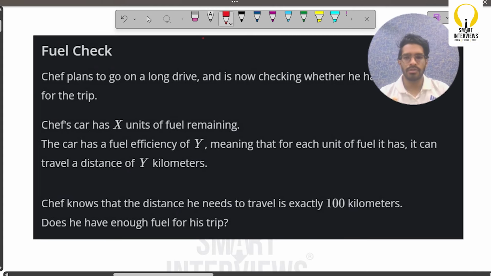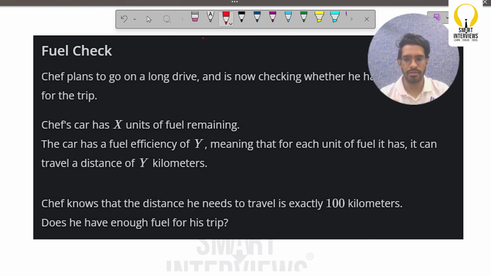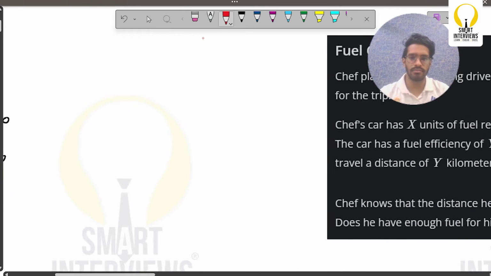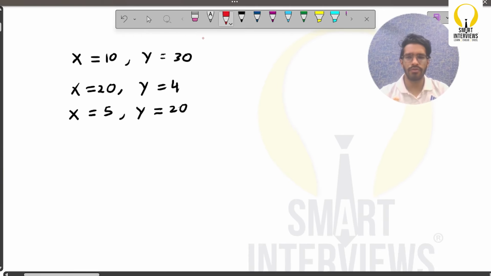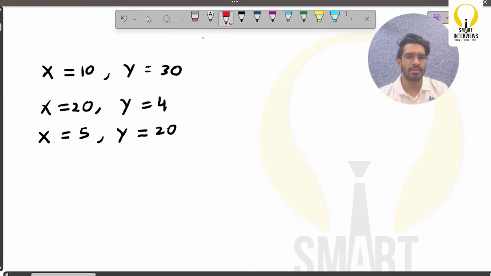So you can pause the video here and try to think of multiple solutions. Try to figure out the solution on your own. Later, if you were unable to figure out the solution, you can unpause the video and figure out the solution with me. Let's move forward to the solution. Before moving forward to the solution, let's discuss few sample test cases.